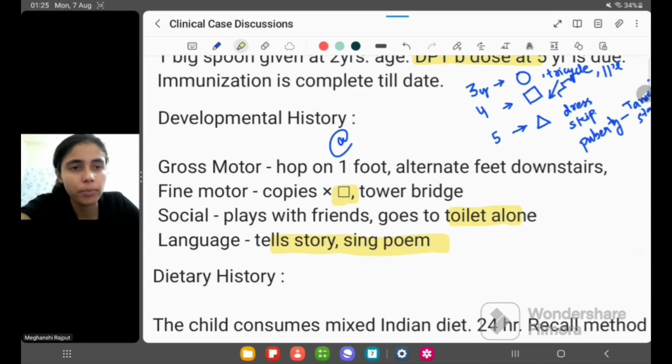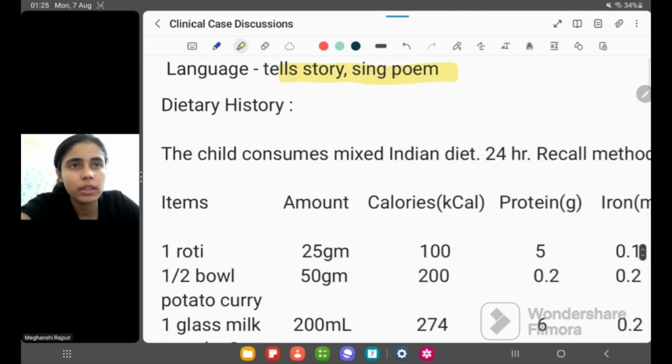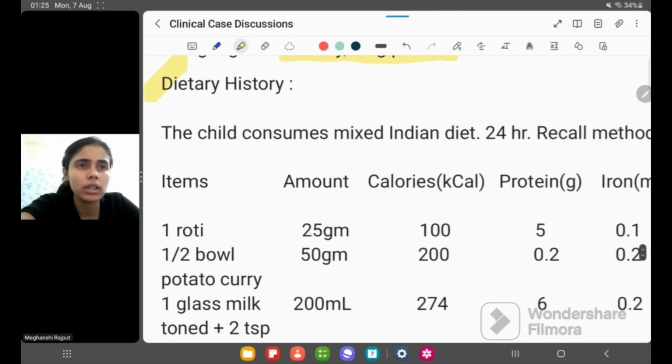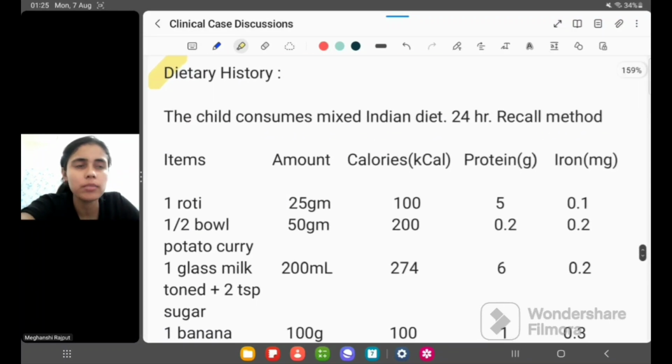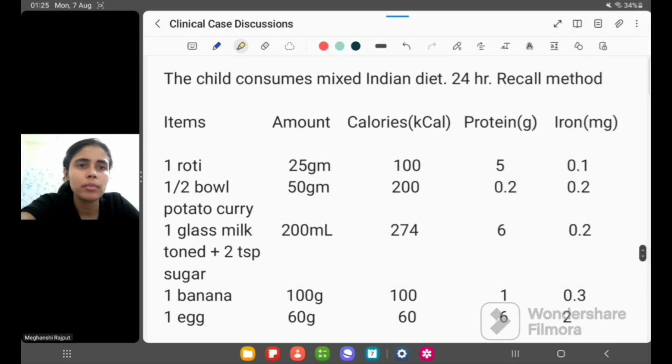Fine. Then another important aspect, as we talked about, is our dietary history, which is of utmost importance, and you just need to keep in mind some commonly used Indian household items and remember the rough values of them, which is easy to remember. Like a banana, that is 100 grams and 100 kilocalories, 1 gram protein. For an egg, it is 60 grams, 1 egg, 60 kilocalories, same as the grams, and 6 grams protein.